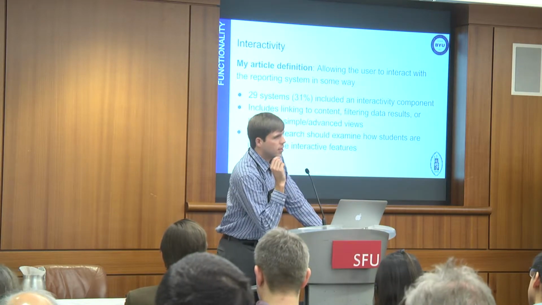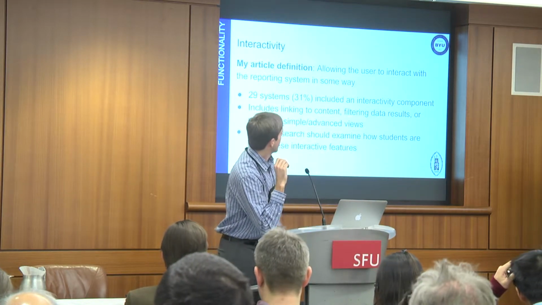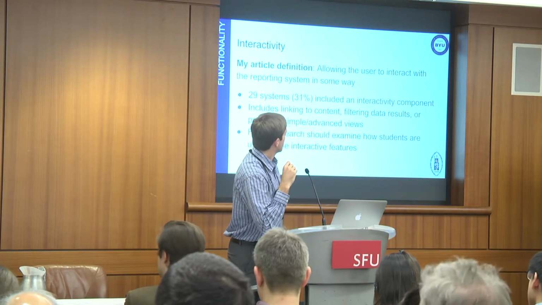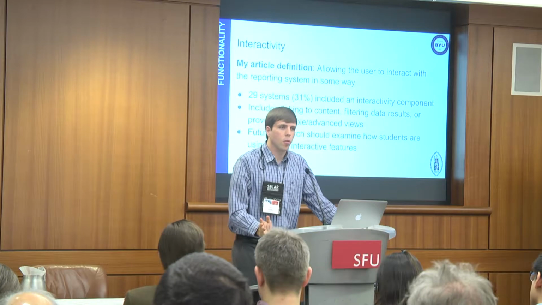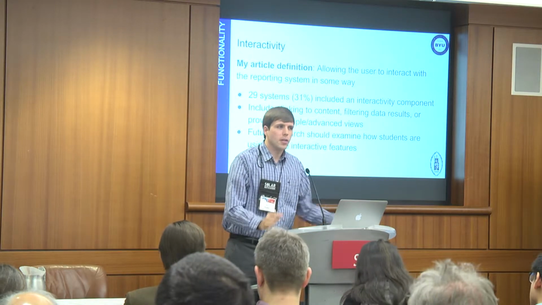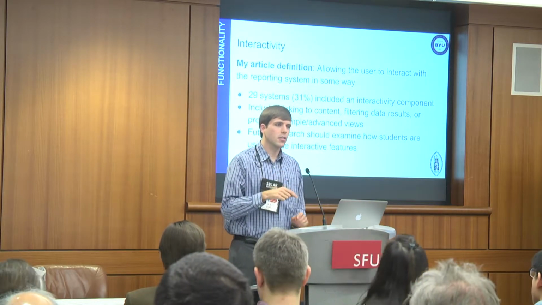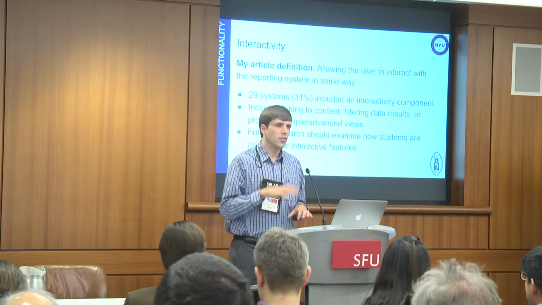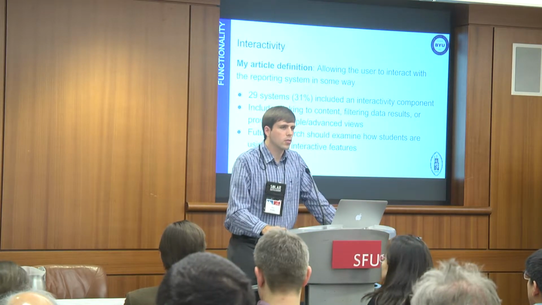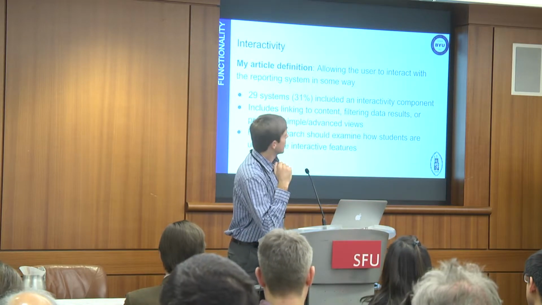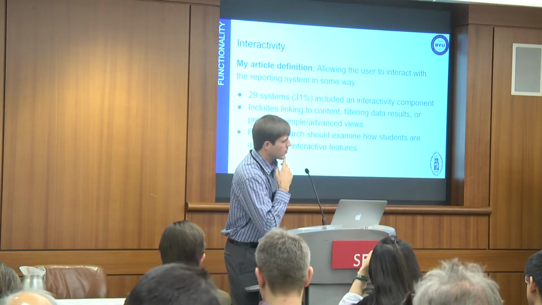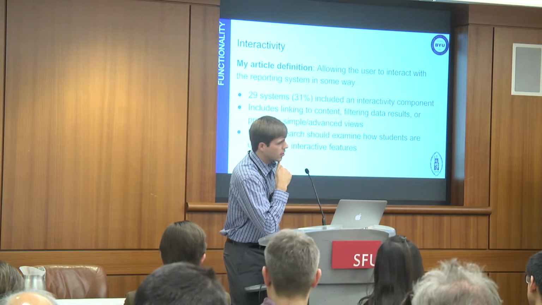The interactivity category, an article was coded as being in it if it allowed the user to interact in some way. This could have been filtering based on time. It could have been clicking on something and popping something else up. Any way to interact with the visualization or recommendation. There were 31% of systems that included an interactivity component.